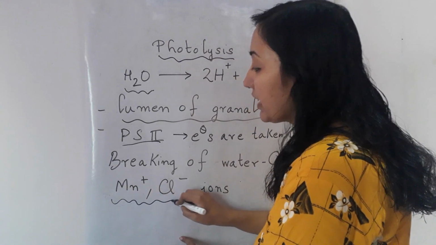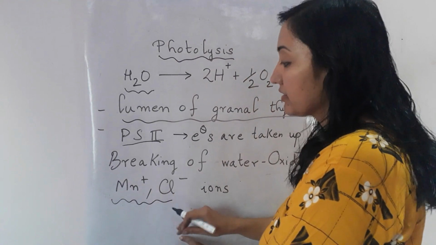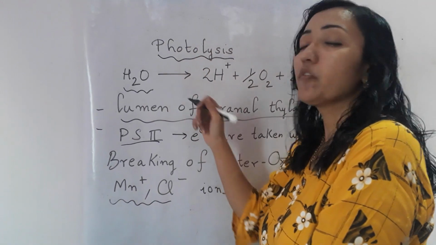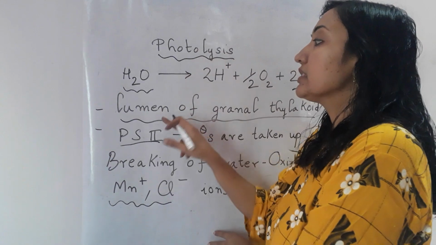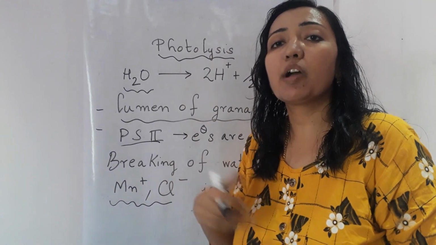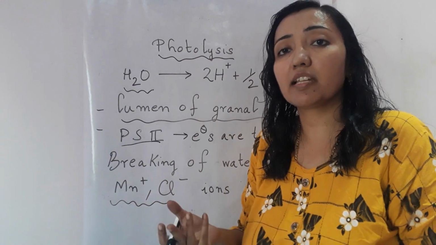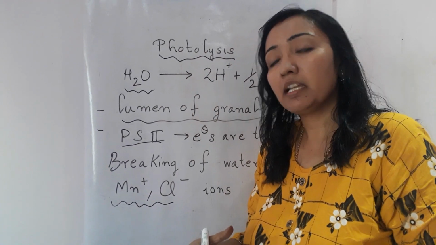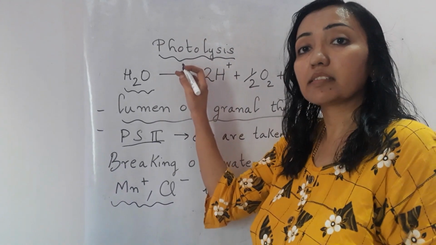Manganese and chloride ions, Mn plus and Cl minus, are also involved in photolysis. They also help in the breaking of water. So photolysis happens in the lumen of the granule thylakoid. When photosystem 2 has lost its electrons, it will not excite an electron however light falls on it, and it will carry out photolysis.